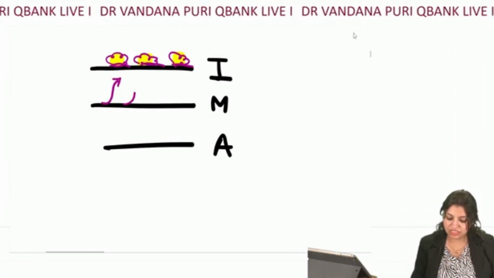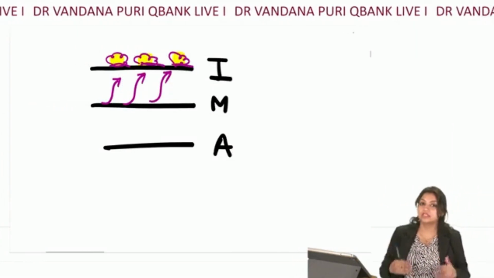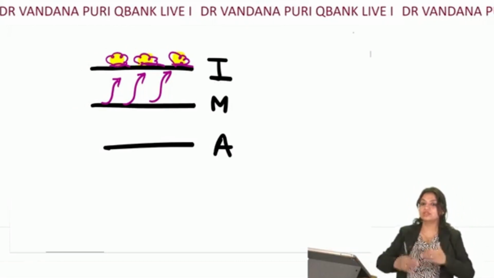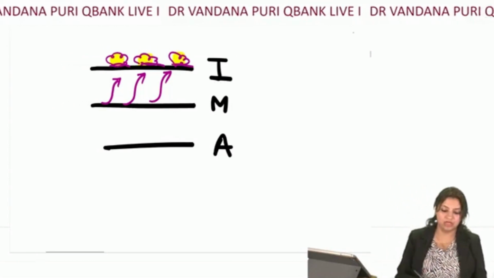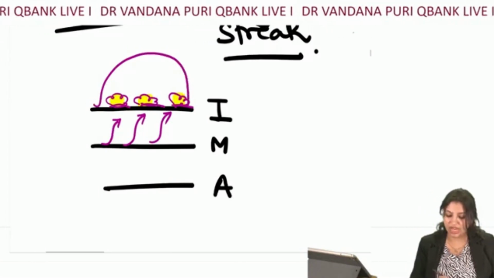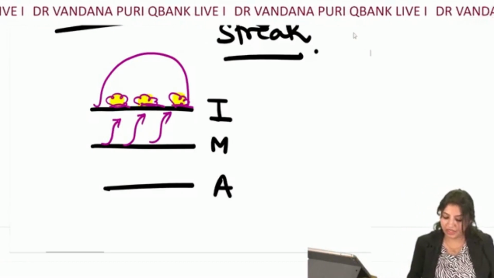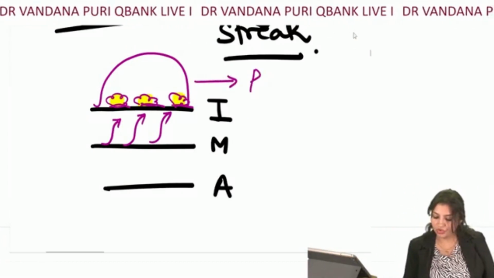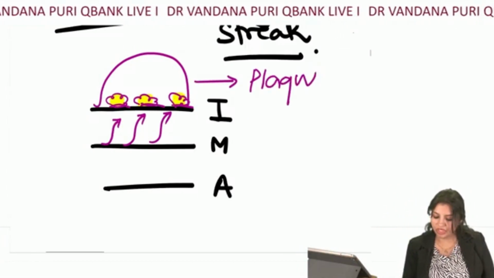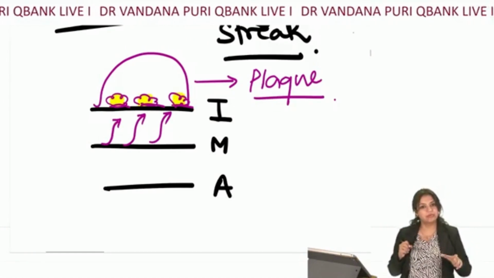Now the smooth muscle cells from the media will also want to help. So these smooth muscle cells from the media will also start shifting into the intima. So with time, this lesion, which was a flat lesion, will start growing and it will change into an erythematous plaque.